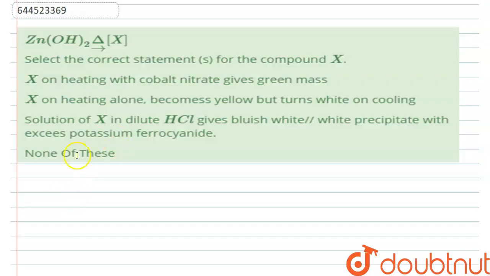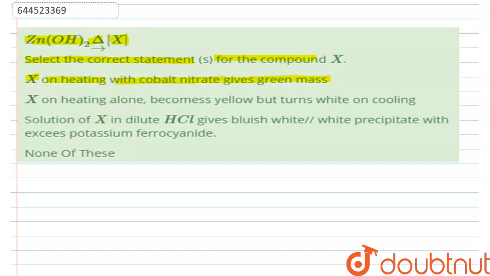Hello, students. Now, let us look at the question here. In the question, we have been given a reaction in which Zn(OH)2 when heated gives a compound called X. For this X, we need to select the correct statement or statements. The first statement is: X on heating with cobalt nitrate gives a green colored mass.